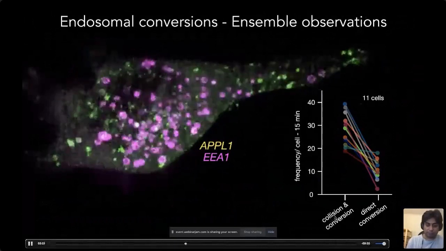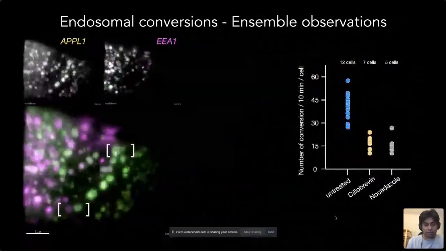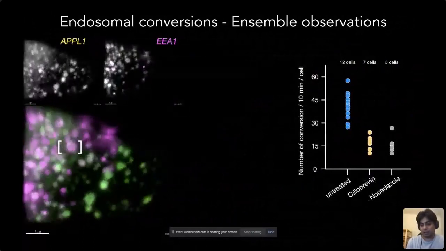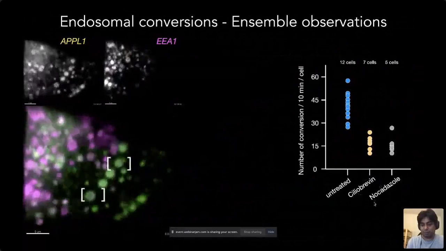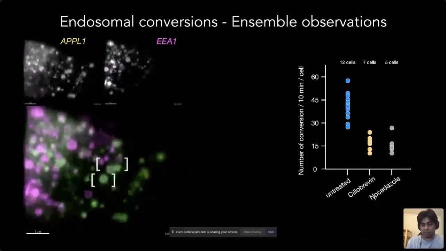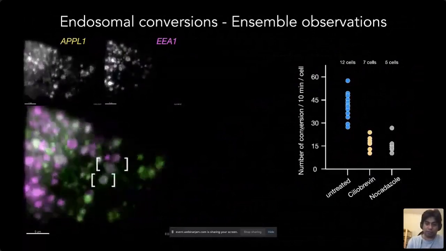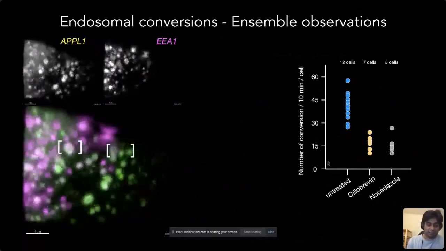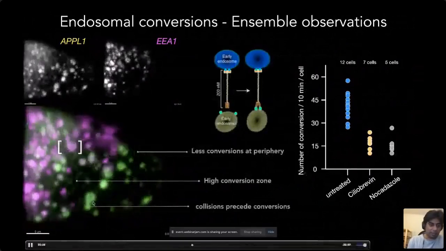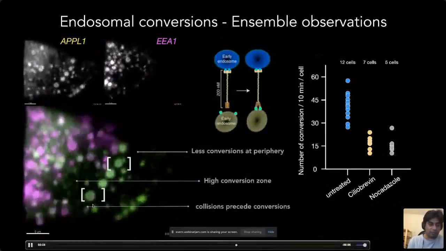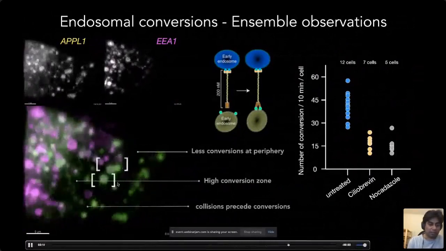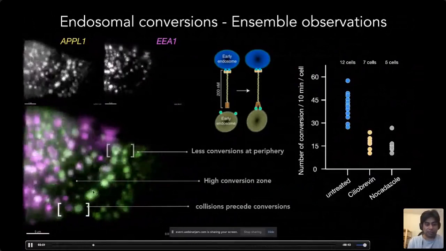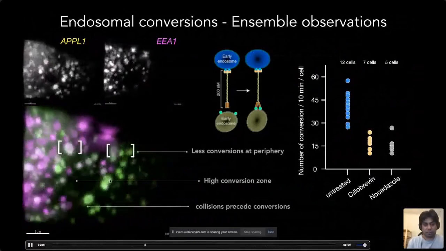So for every cell, if you look at the frequency of the events in the 15 minutes of the volumes we take, we see that a lot of conversion events do arise out of collisions between the endosomes. To validate that, we inhibited dynein using ciliobrevin, or we mildly depolymerized microtubules using nocodazole, and we saw that the number of conversions over 10 minutes per cell really drastically decreased. So that means that there's a high conversion zone that we observe in the cell where endosomes are always colliding with each other before they undergo conversion. And as soon as they undergo conversion, you can see that the green endosomes turn into magenta endosomes.